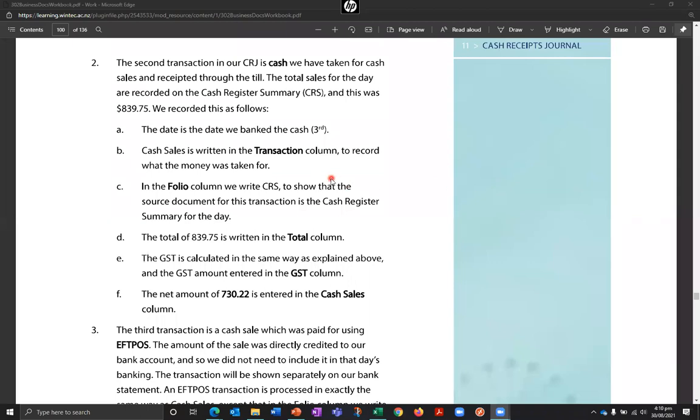So as I mentioned, the following pages explain in step-by-step detail how to complete each and every different transaction you see on that cash receipts journal. So if at any time you get stuck, you can come back to this video to re-watch it, stop, pause, rewind, however you want to work, or you can look through the book and try and follow these step-by-step instructions.